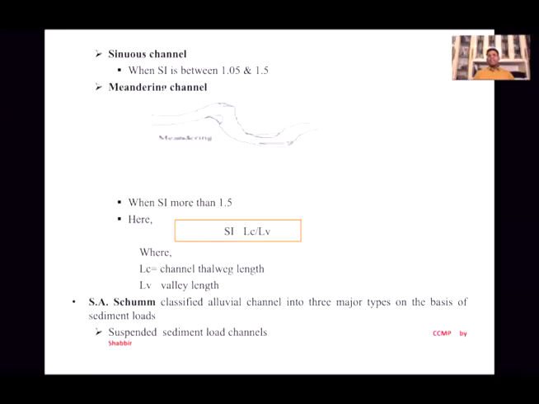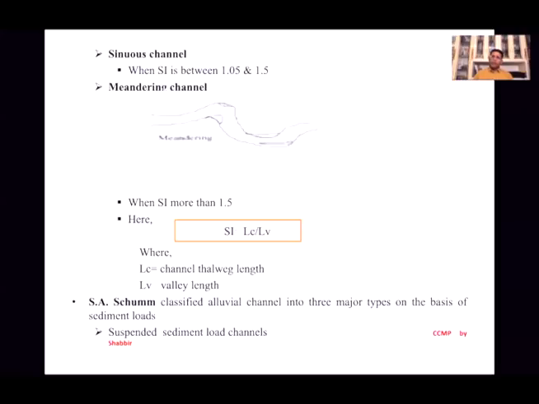Now, if this Sinuosity Index is 1, it implies the river is perfectly straight. If the Sinuosity Index starts becoming more than 1, then we know the river is starting to take some bends. I hope this concept is clear, all of you. You have to first understand what is channel length and what is valley length. Valley length is the length of the actual meandering axis, whereas the channel length is the length of the actual river.